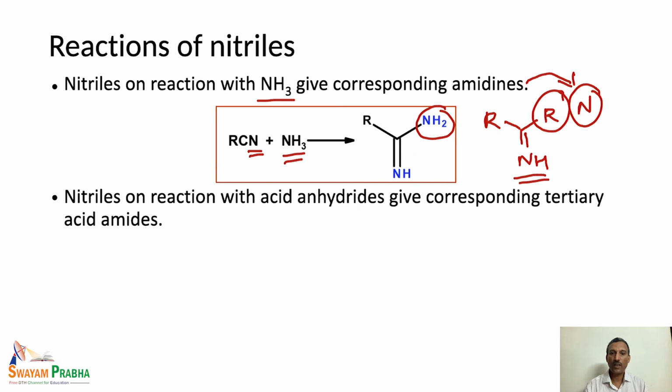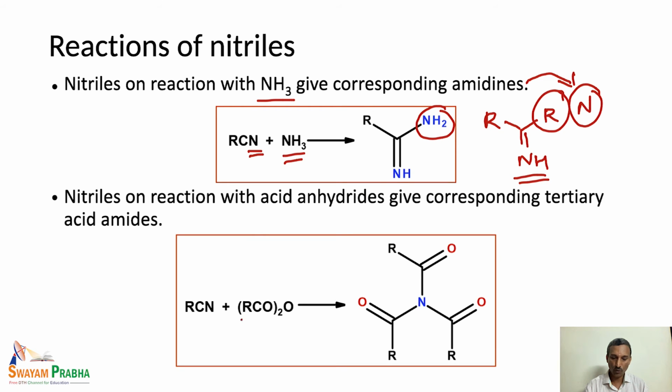Nitriles, when reacted with acid anhydride, give tertiary acid amide. So, if you use acetic anhydride or similar anhydrides when treated with the cyanide, we end up with the tertiary acid amide. The nitrogen is substituted with 3 acyl units from the anhydride unit.